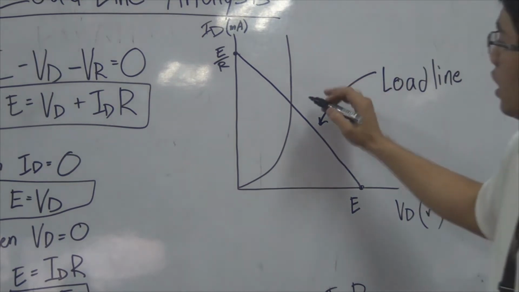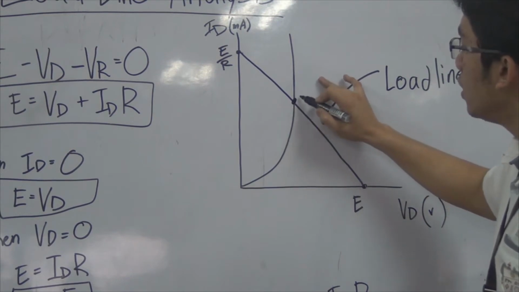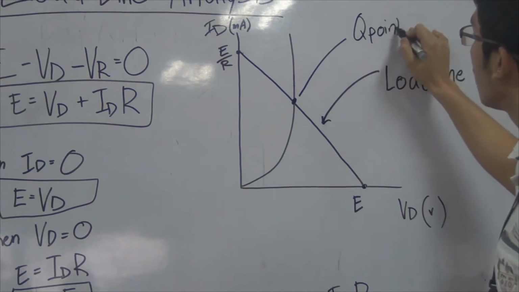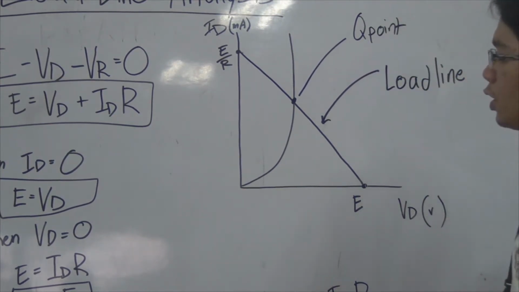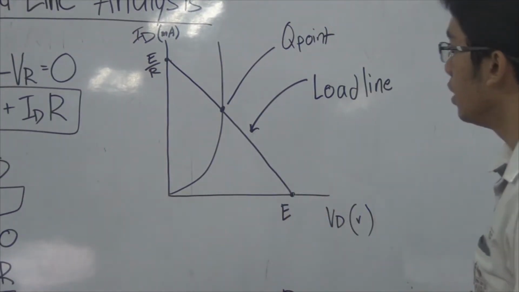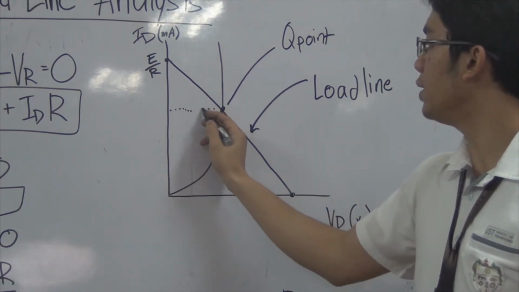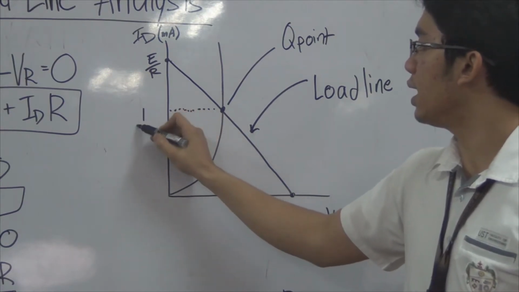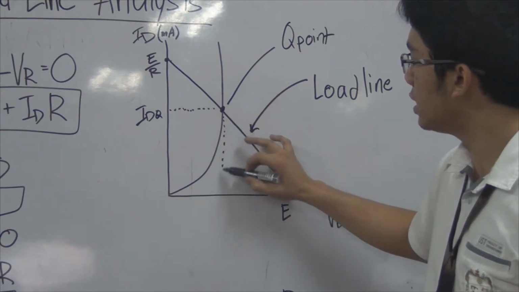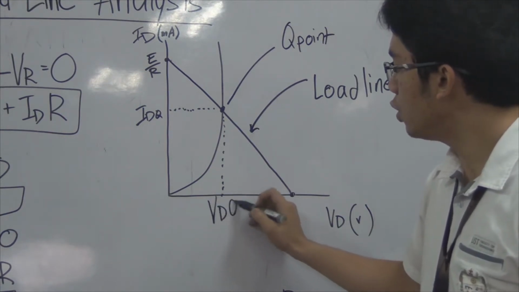From here, the point of intersection of the load line with the characteristic curve is called the Q point, or the quiescent point, or the point of operation. From here we can draw a horizontal line towards the vertical axis and set it as IDQ. Then we can draw a vertical line towards the horizontal axis and set it as VDQ.